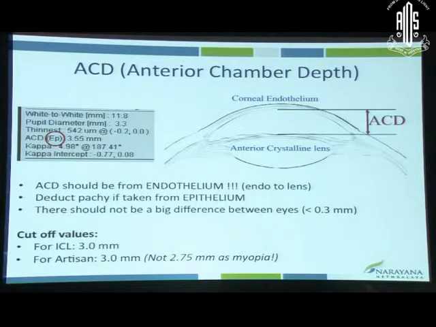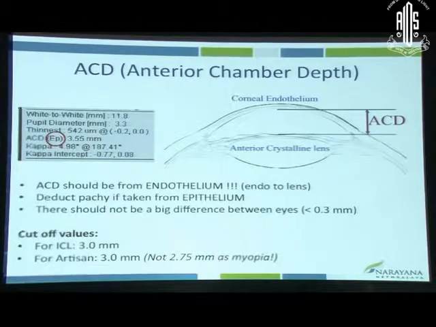In hyperopic studies, if you go through, the maximum endothelial cell loss was seen in hyperopic iris fixated lenses. And in fact, they said that lifelong endothelial cell count measurement is mandatory in such kind of cases. Hence, your cutoff value, rather than 2.75, should be 3 millimeter, what you normally follow.